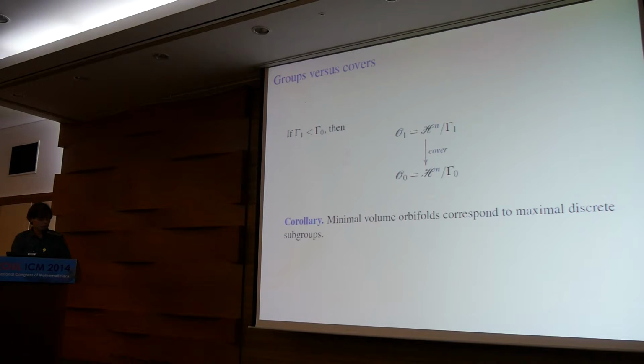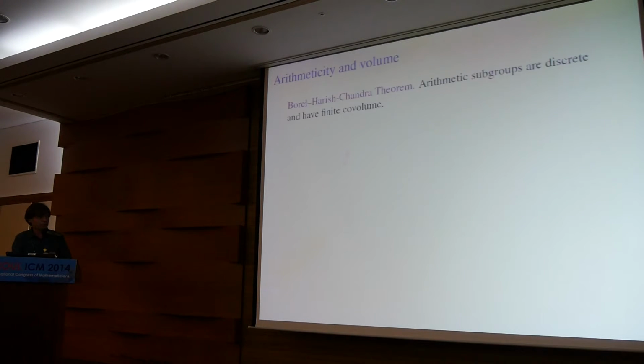Okay, this is repeated here. So this is the setup, and the celebrated theorem of Borel and Harish-Chandra says that arithmetic subgroups are discrete and have finite covolume. The discrete part is easy, but finite covolume is not obvious at all if you look at it, because they may have cusps, for instance. So this is a deep result which is proved using reduction theory. But it doesn't tell you how to compute the volume, it just tells you that it's finite. Right? Computation of volume can be done using volume formulas.